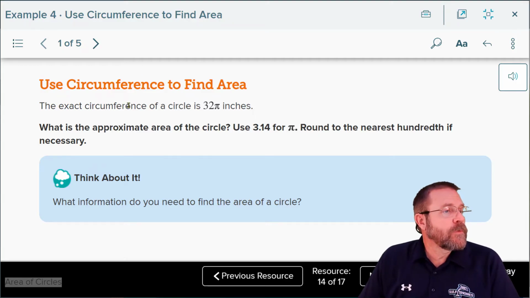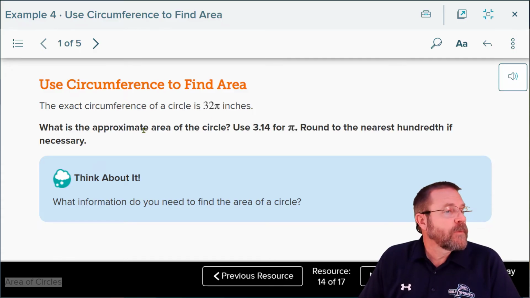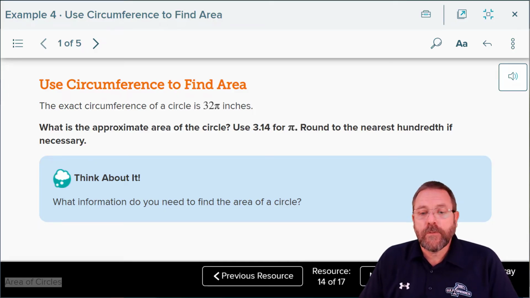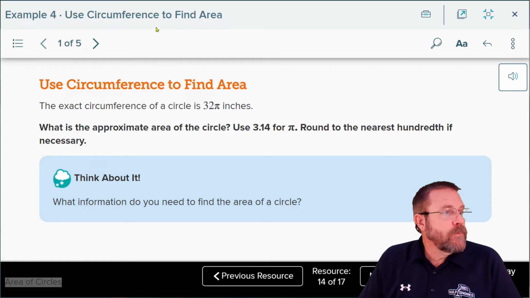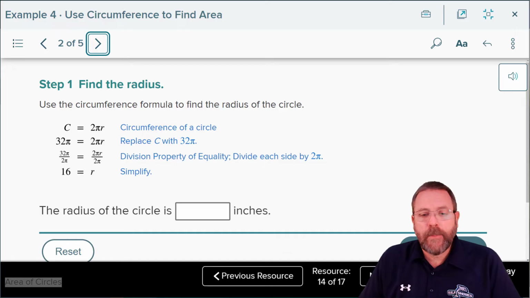They tell us that the exact circumference of a circle is 32 pi, meaning 32 times 3.14. But we are not going to write 3.14 at all in the first half of this problem. It says, what is the approximate area of the circle? Use 3.14 for pi and round to the nearest hundredths if necessary. Now, they did give us some supporting work, but look at everything they're throwing at you at one time. I'm not going to do that.